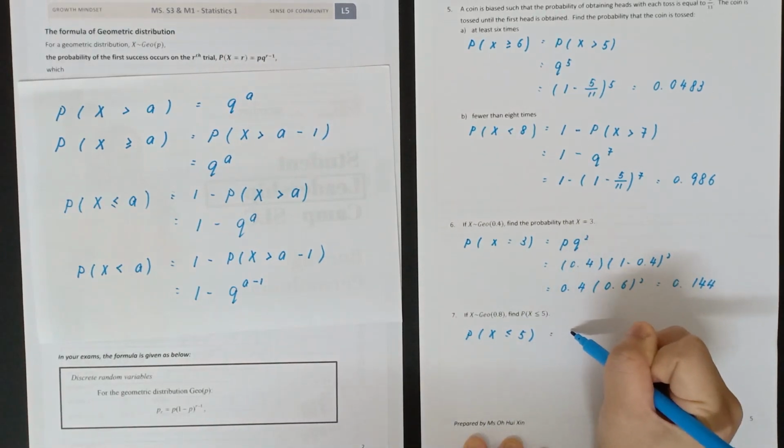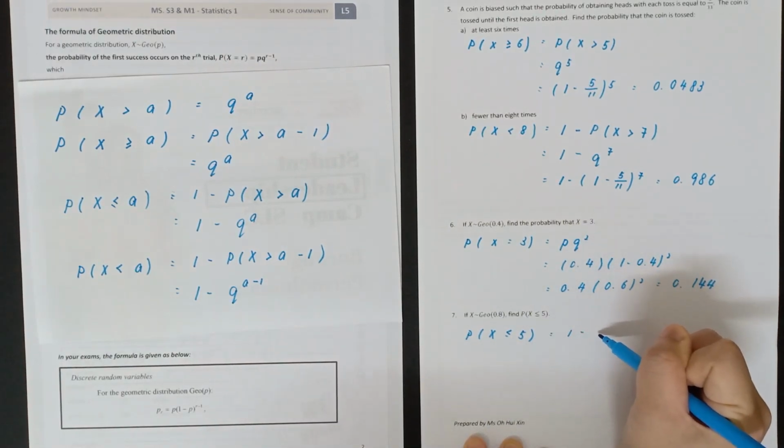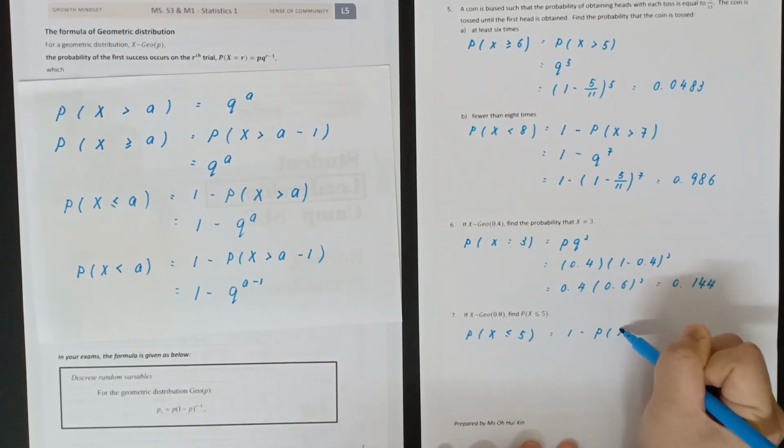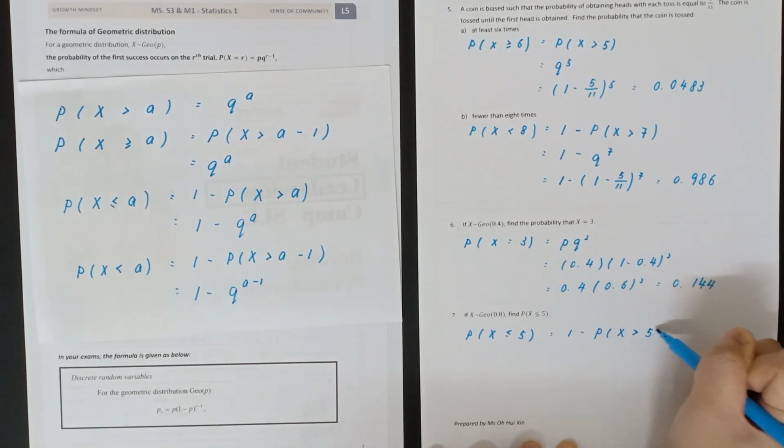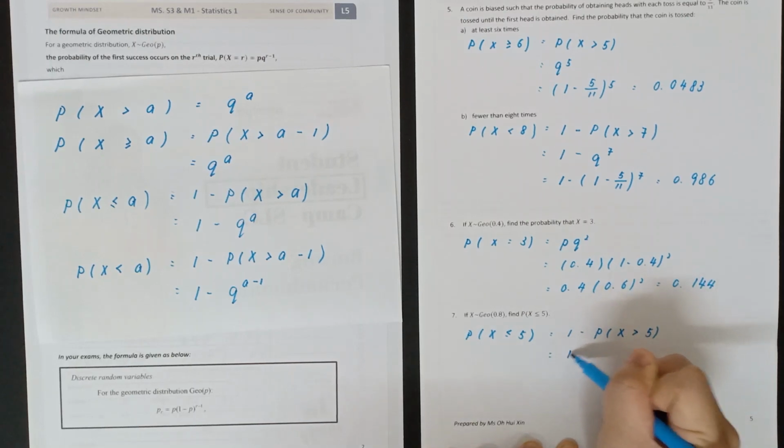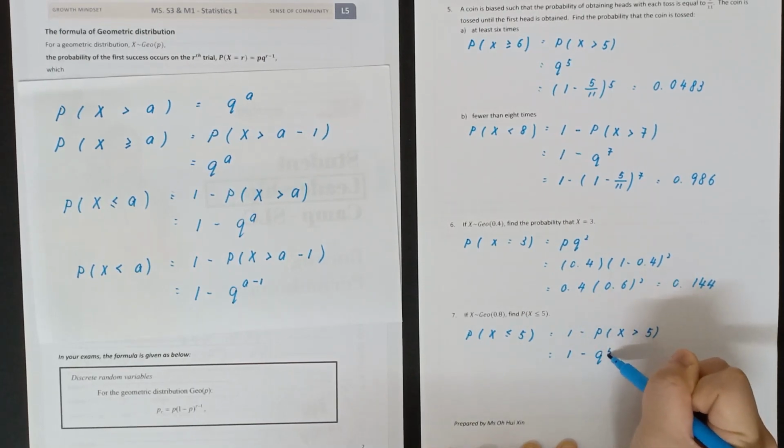So what does that mean? Meaning that what you don't want is to get 5 failures. So you cannot have less than or equal to 5 already. So you don't want to have more than 5 trials. So that's why it's 1 minus you fail 5 times.